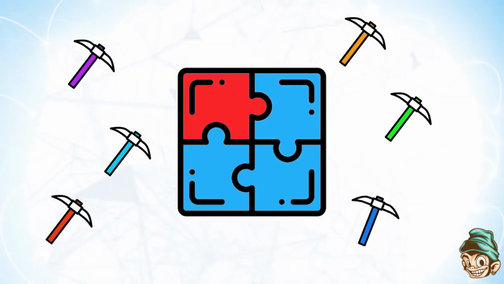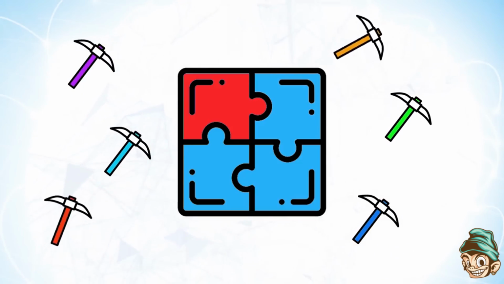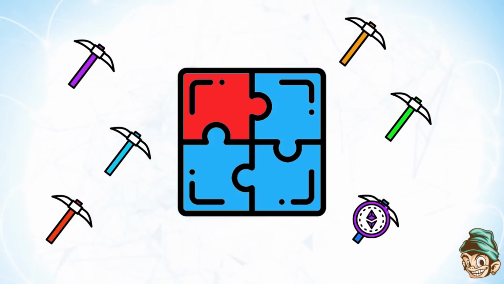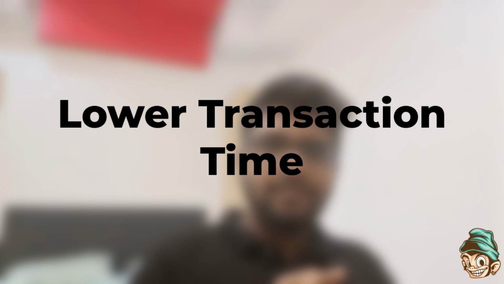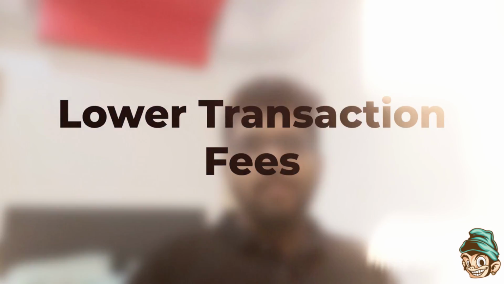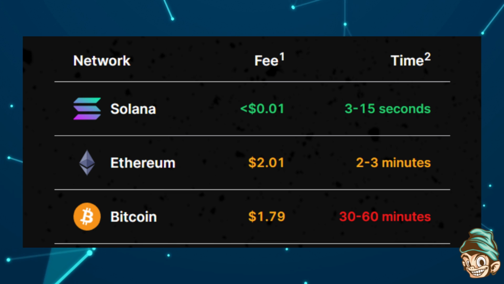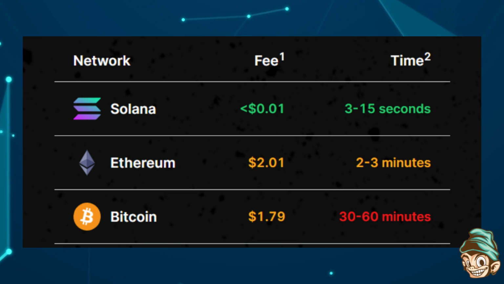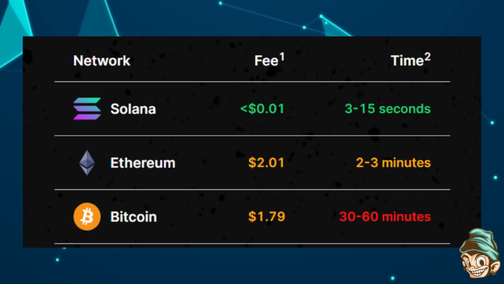The reason is Solana is based on proof of stake principle, while Ethereum is based on proof of work principle. To put it in perspective, it will mean lower transaction times as well as lower transaction fees. On the Solana network, it will cost less than $0.01 on average per transaction, while on Ethereum or Bitcoin, it will cost $2 or $1.8 respectively.